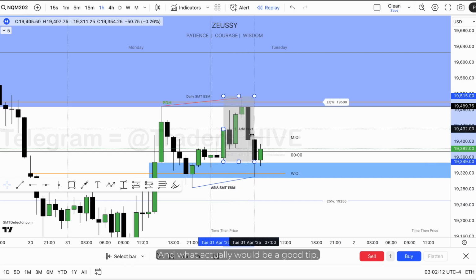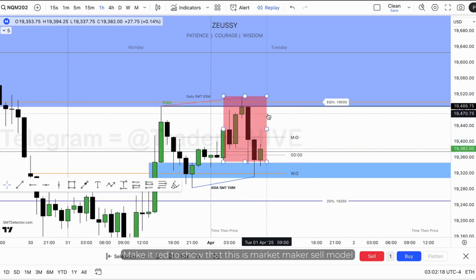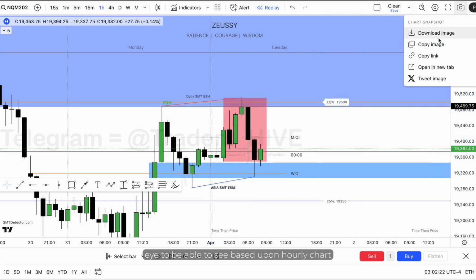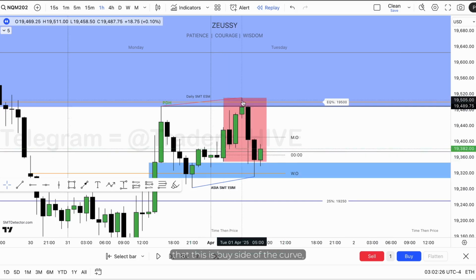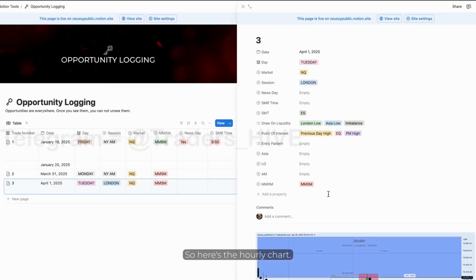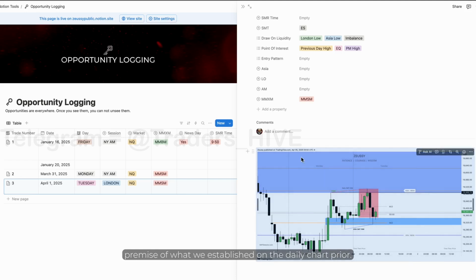And what actually would be a good tip, which I would like to share with you, is to annotate the full delivery like this, make it red to show that it's a market maker sell model, and basically to train your eye to be able to see, based upon the chart, that this is buy side of the curve, sell side of the curve on the lower time frames. So here's the chart, we're saving that. Keep in mind we're working within the premise of what we established on the daily chart prior.